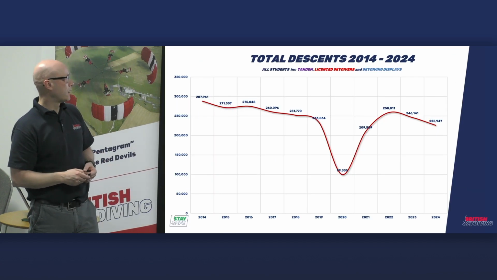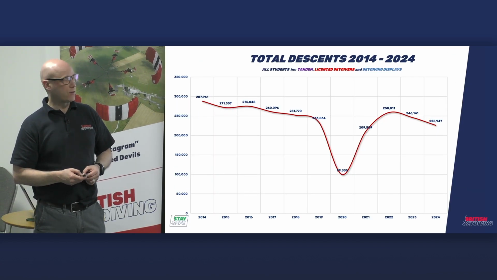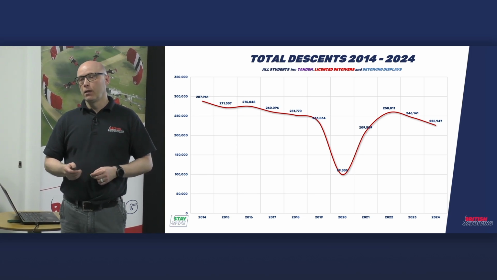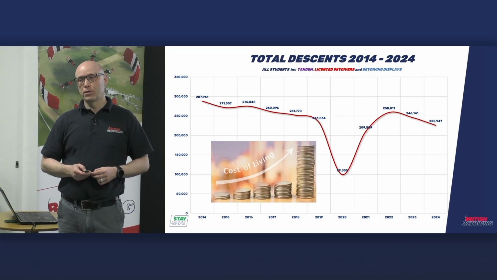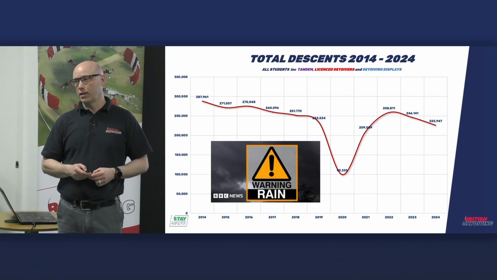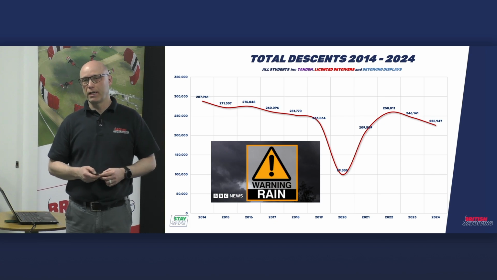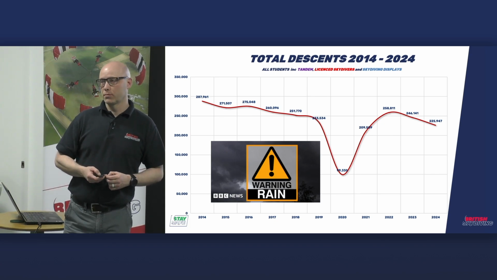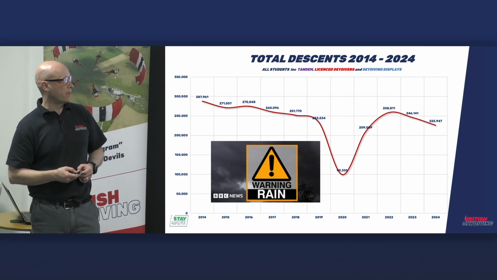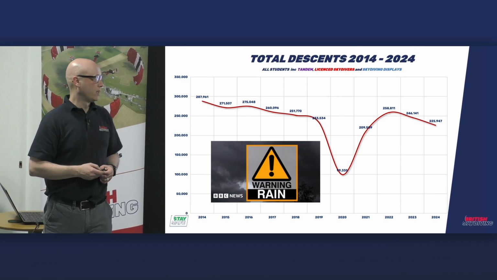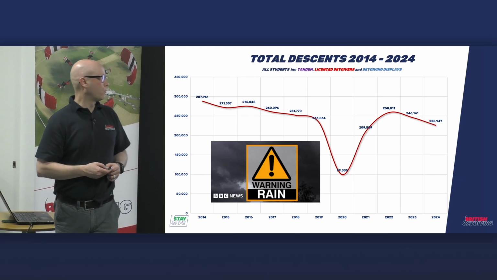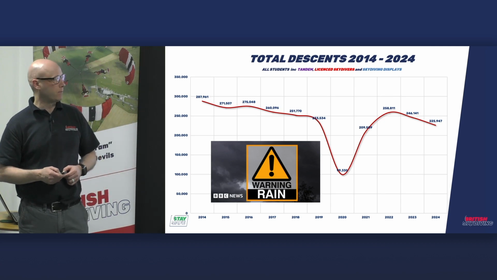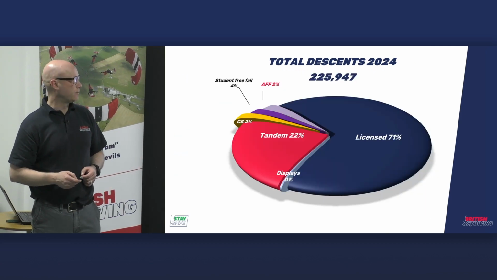So coming on to the facts and figures for all of your lesson plans. So, the cost of living crisis continues, but I think the big thing that's hit jumps this year has been the weather. It was an absolutely dreadful start to the year, and that's impacted on all jumps. So this year we did 226,000 descents, compared to traditionally what we've seen over the last few years, which is 250,000 descents. So we're down slightly on total descents this year.